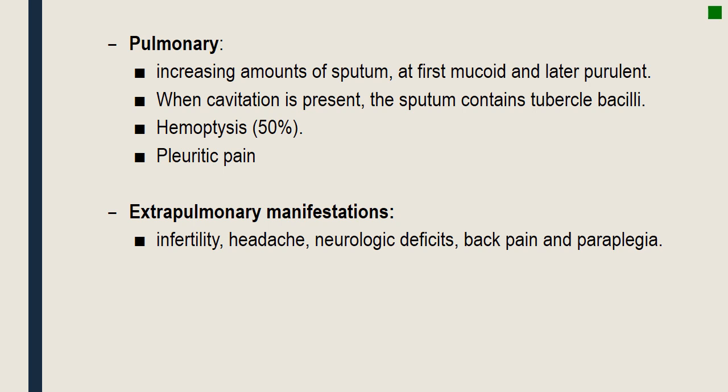Extrapulmonary manifestations of tuberculosis depend on the organ system involved. So if it involves the fallopian tubes, this may present as infertility. Involvement of the meninges may present with headache and neurologic deficits. Pott disease may present with back pain and paraplegia.